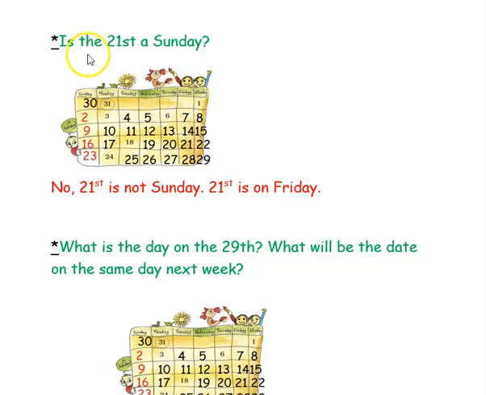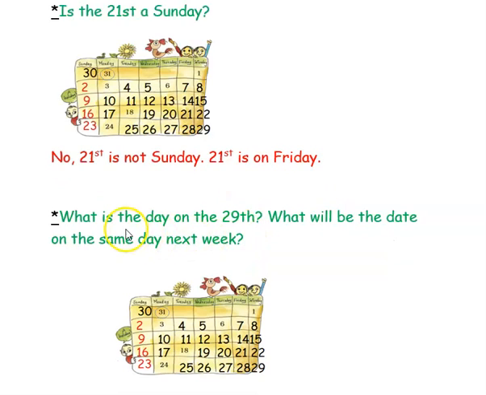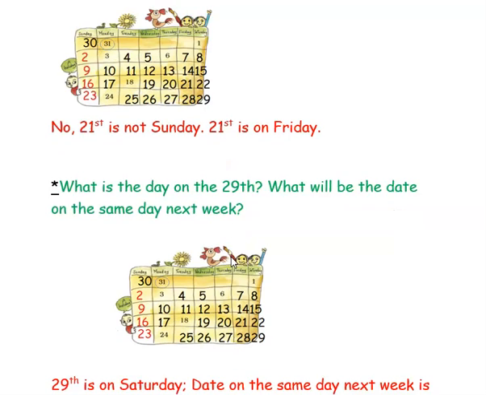So our question is, is the 21st a Sunday? No, the 21st is not Sunday. The 21st is on Friday. Okay. Next question, what is the day on the 29th? What will be the date on the same day next week?